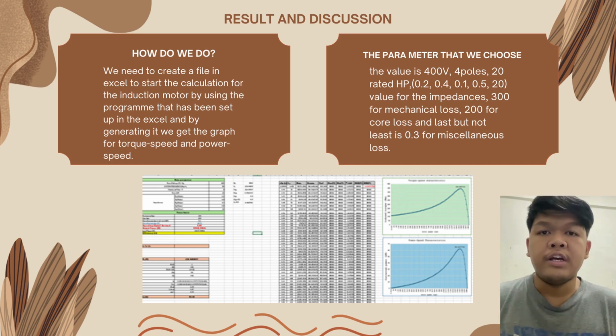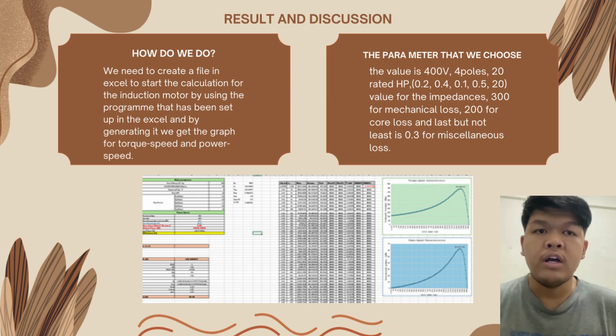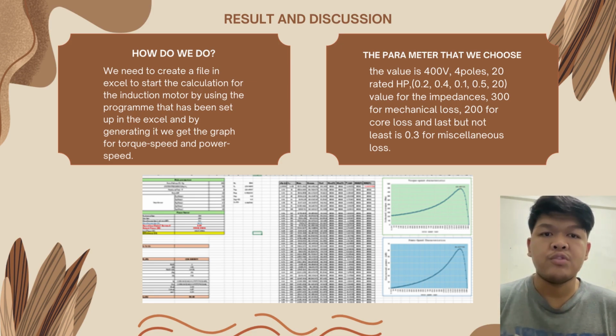Okay, so for the parameters that we have chosen, it is 400 volts, 4 poles, 20 rated HP, and for the impedance we have chosen 0.2 ohm, 0.4 ohm, 0.1 ohm, 0.5 ohm, and also 20 ohms. The mechanical loss is 300, the core loss is 200, and the miscellaneous loss is 0.3. So that is the parameter that we have chosen for the setup for this induction motor.